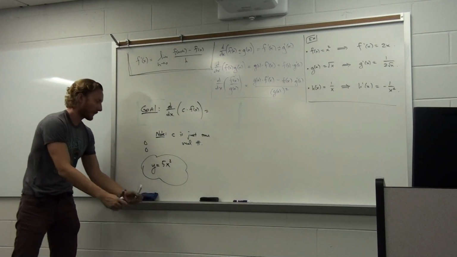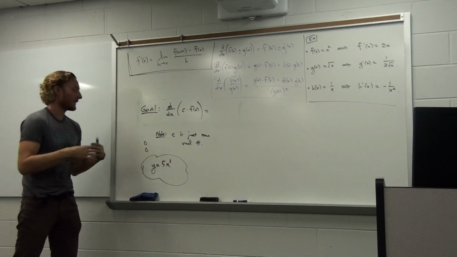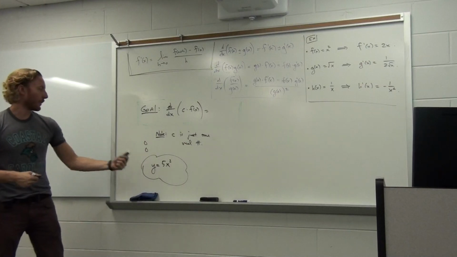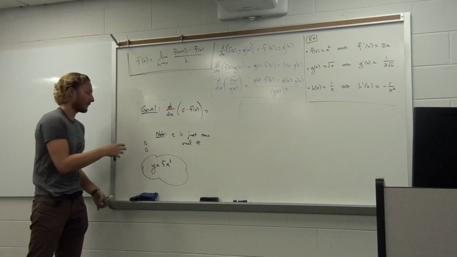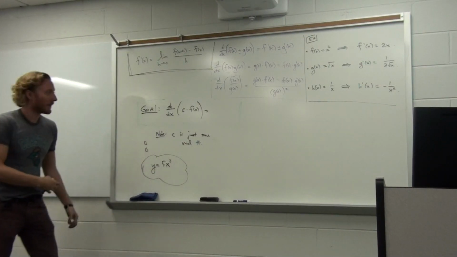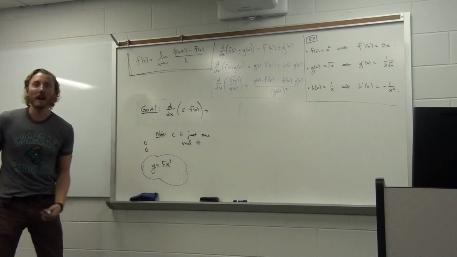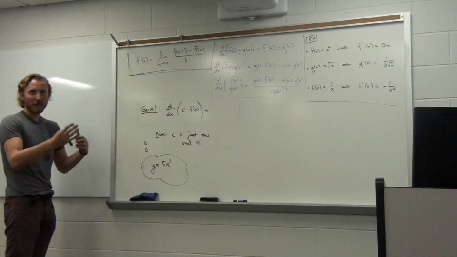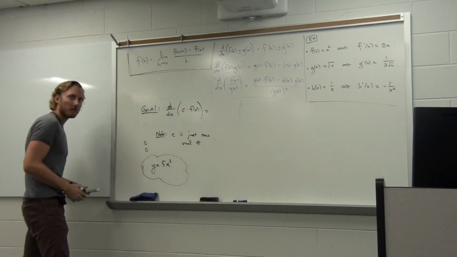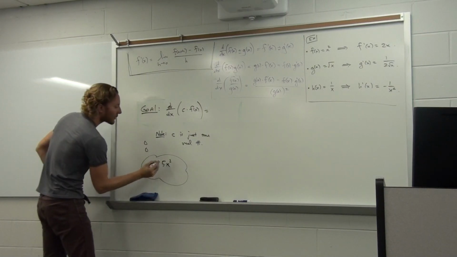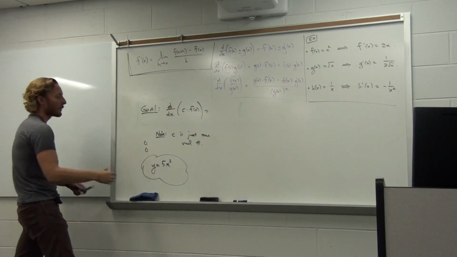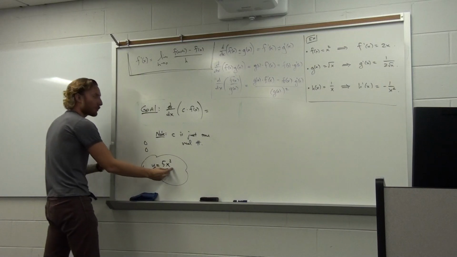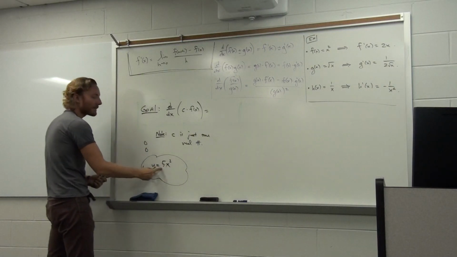Plug in something for x, you get something out. Plug in x equals 2, you get out 4 times 5. Plug in x equals 3, you get out 9 times 5. Plug in x equals 5, you get out 25 times 5. Plug in whatever you want for x, you'll get out whatever x squared is times 5. So here's a situation where you have a function which is an expression involving x times just a number.